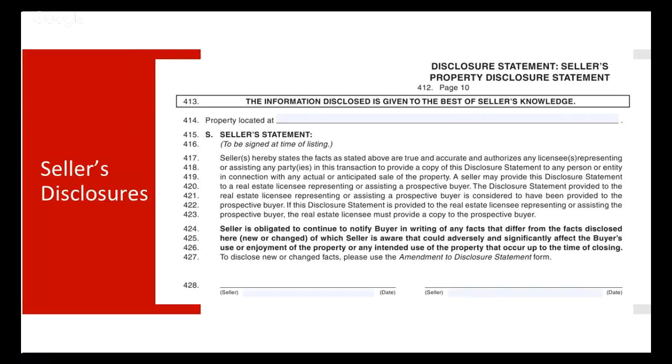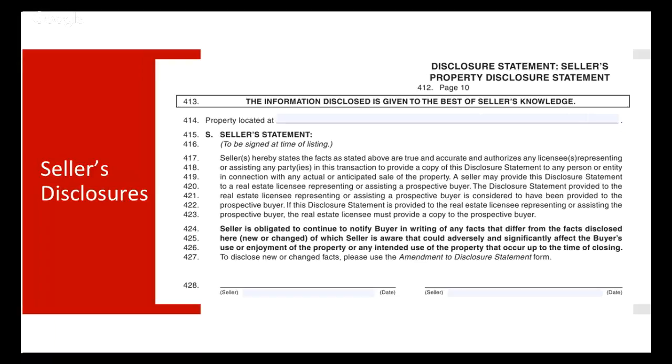Property address. Seller statement. Seller hereby states the facts stated above are basically true to the best of their knowledge, etc., etc. Here's an important part in the last paragraph. Seller is obligated to continue to notify the buyer in writing of any facts that differ from the facts disclosed, here, new or changed, of which the seller is aware that can adversely and significantly affect the buyer's use or enjoyment of the property or any intended use of the property that occur up to the time of closing.